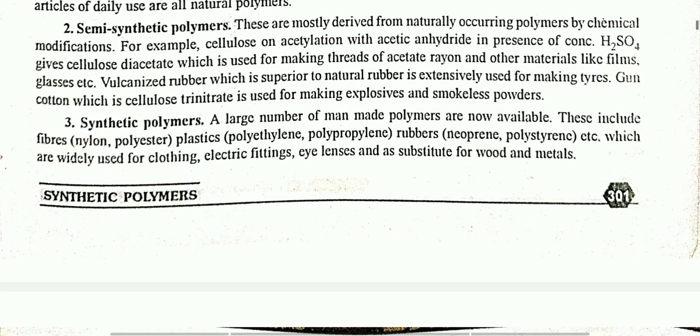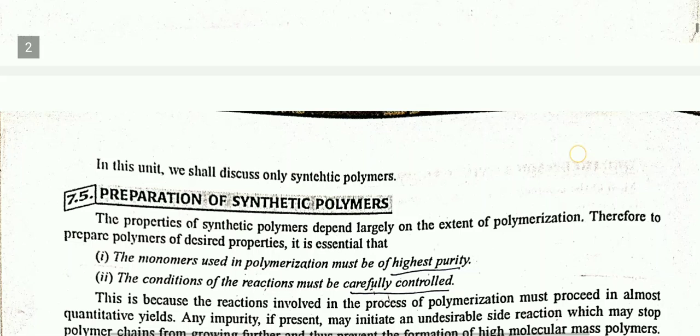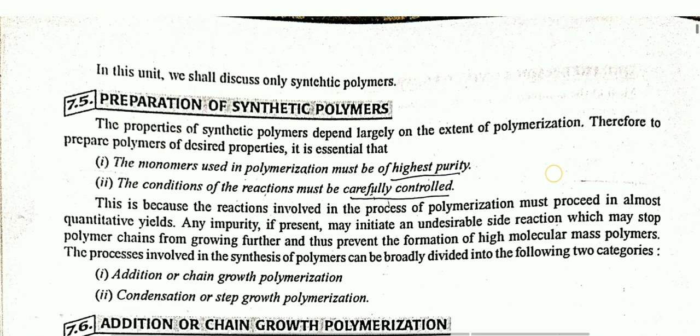Synthetic polymers. A large number of man-made polymers are now available. These include fibers, plastics, and rubbers, which are widely used for clothing, electric fittings, eyelashes, and as substitutes for wood and metals. In this unit, we shall discuss only synthetic polymers. Preparation of synthetic polymers. The properties of synthetic polymers depend largely on the extent of polymerization. Therefore, to prepare polymers of desired properties, it is essential that the monomer used in polymerization must be of highest purity.